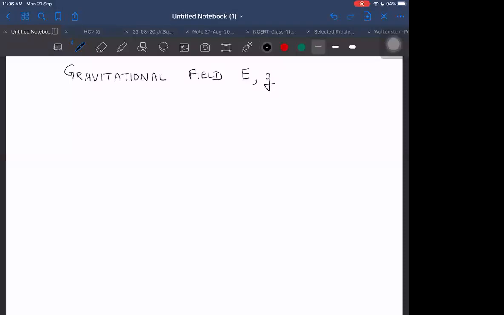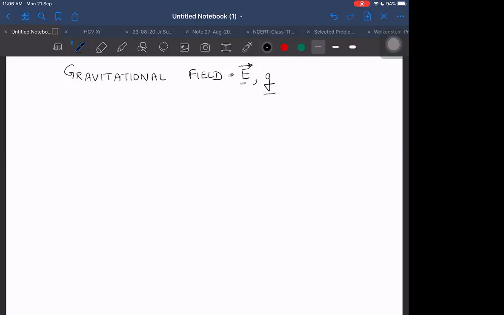I will give you the reason why we represent it by small g sometimes, and why we represent it by E. E we represent because its nature is nearly the same as that of electric field, and electric field we will be studying in 12th class. So because they have the same nature, if we represent this also by E, then no problem. We can represent gravitational field also by E.